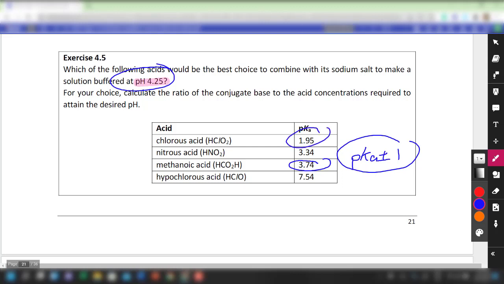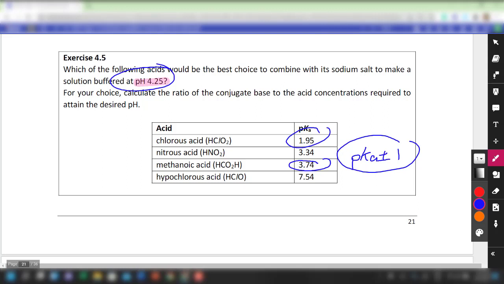So if you want to make a buffer at 4.25, that will mean that you will have a lot of the salt as compared to the chlorous acid. I mean, in terms of components, it will have a lot more ClO2 minus, the salt, chlorite, sorry, as compared to the acid itself. So that will not make it an effective buffer.